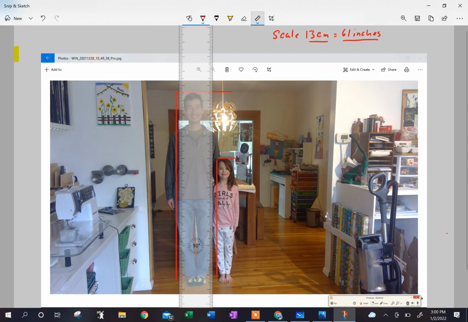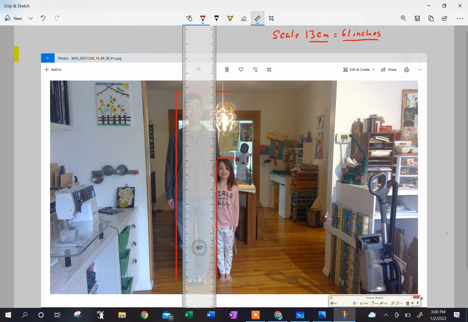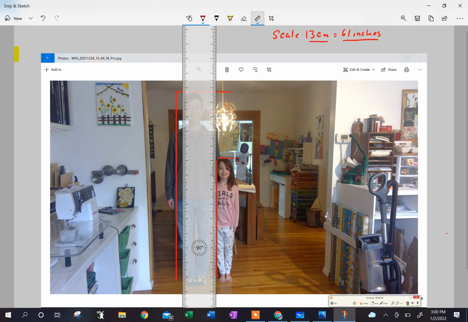So now if I want to find out the height of my daughter, and once again, this is approximate, you might be saying, whoa, Mr. Moore, how come we didn't go all the way down to her feet? Because this is a picture, and her feet are coming out at us. So let's see, this is going to be 1, 2, 3, 4, 5, 6, 7, 8. It looks like my daughter is 8.2 centimeters tall in the picture.